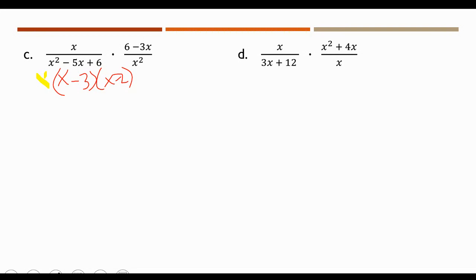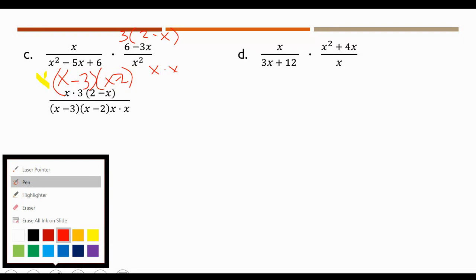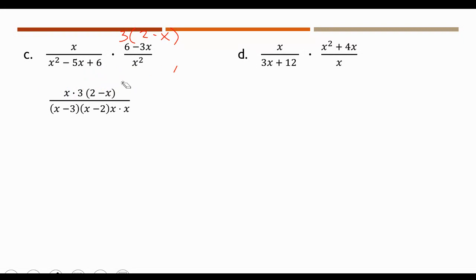On the top, you'll be able to factor out a 3, leaving you with a 2 minus x. And on the bottom, the only thing you could do to that is maybe x times x. Okay, so that's how we ended up here. So let's erase all of this stuff out of the way here. Okay, so that's how we got here, all right?